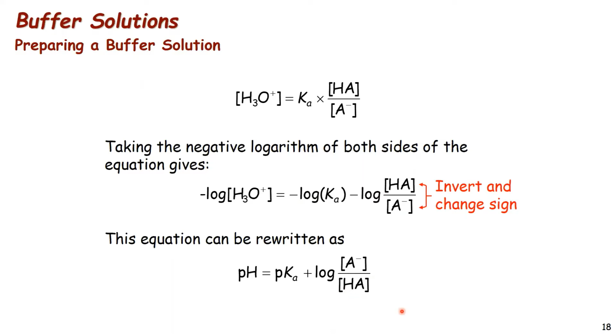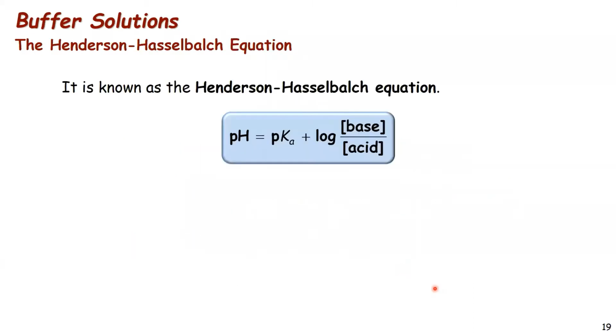Well, this actually ends up being a very important equation. We call it the Henderson-Hasselbalch equation, and we could generically write it as the pH is equal to the pKa plus the log of the concentration of our base divided by the concentration of our conjugate acid. So this is the Henderson-Hasselbalch equation.